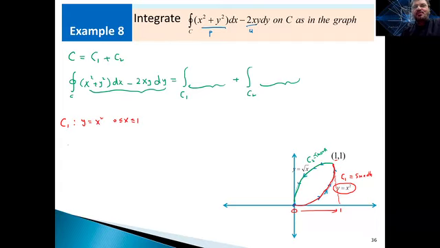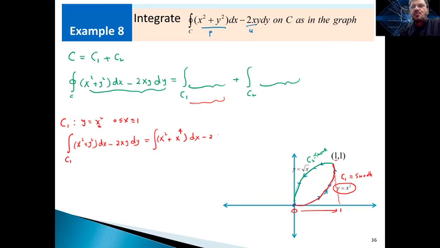So now we're going to go to the integration. The integration over C1 of x squared plus y squared dx minus 2xy dy is equal to the integration of x squared. x is not going to change, plus, but y is going to change. What's y equal to? x squared. So this is x to the 4, because y is x squared, but y is squared. All of that dx.